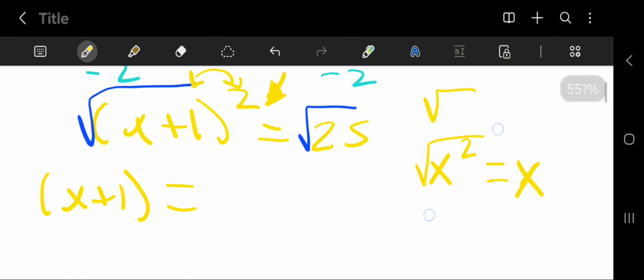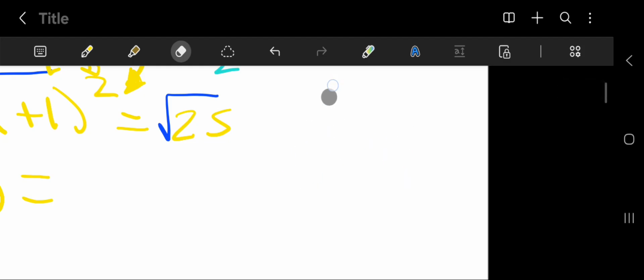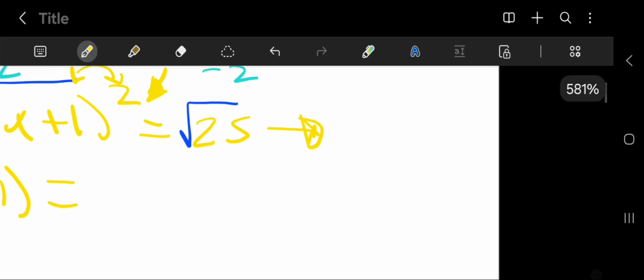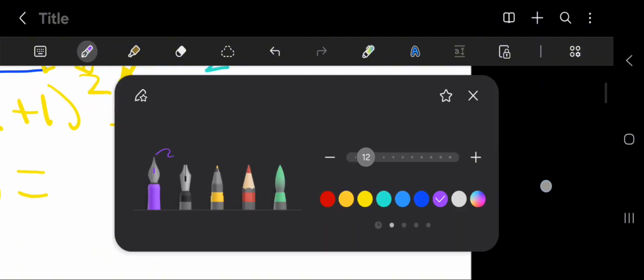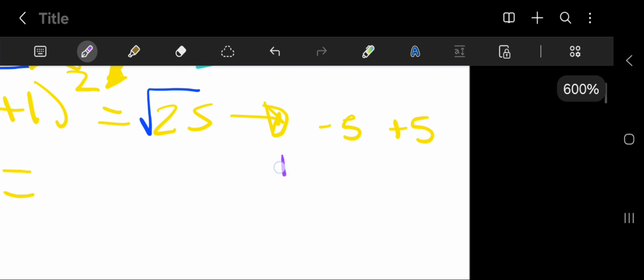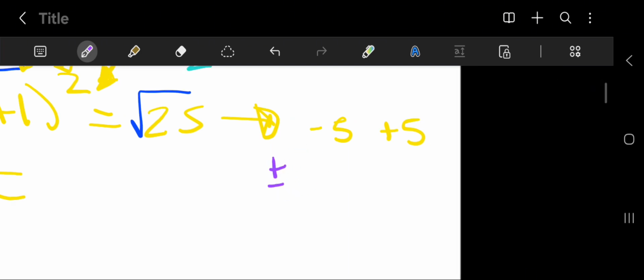Now, here's where it's going to get kind of tricky, right? Or, I don't know, possibly. So, the square root of 25 is both negative 5 and positive 5. So, we can actually write that by using this little symbol. Oh, man. Okay, I'll use a different color. I like purple. Okay, so we can actually write it by using this little symbol. This just means plus or minus, as in positive or negative.